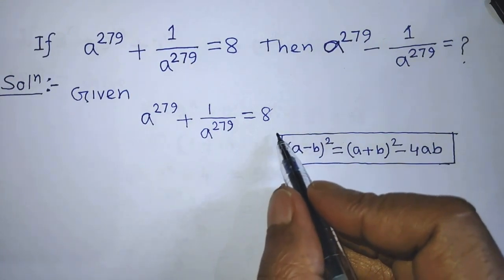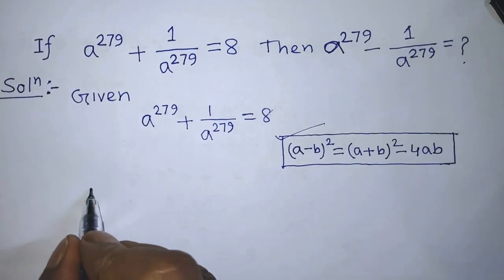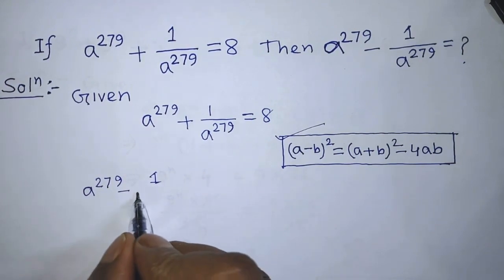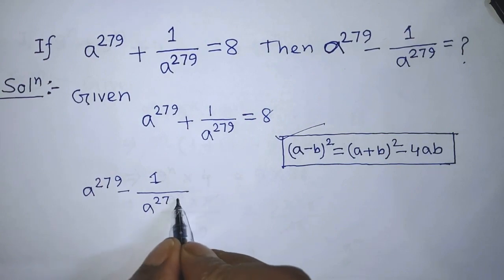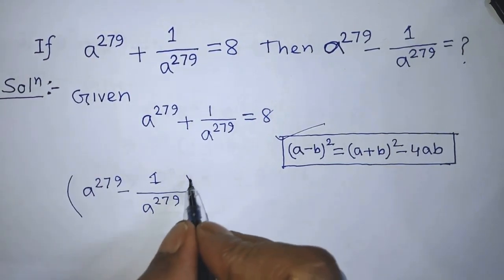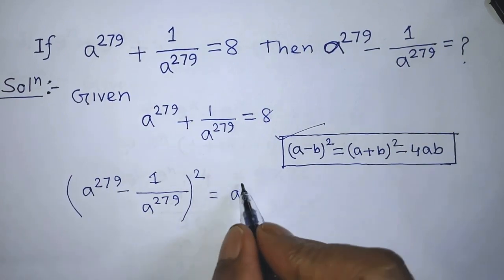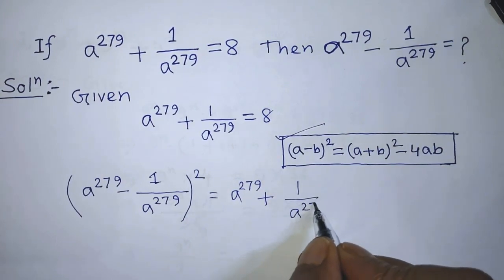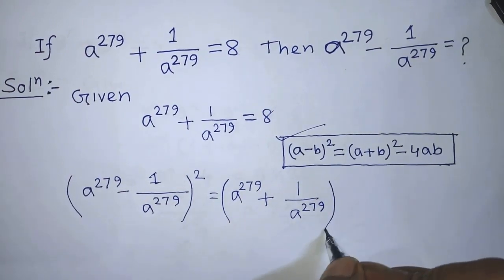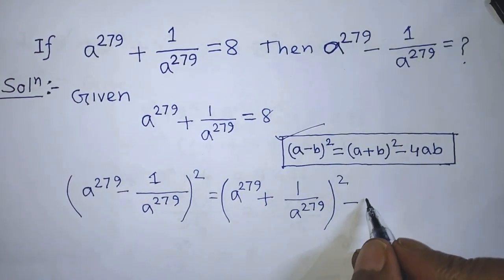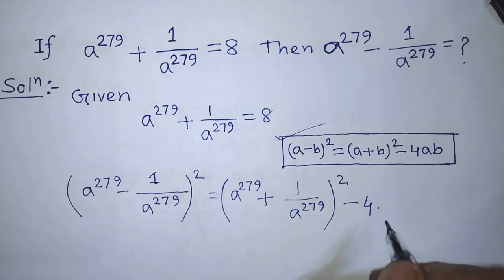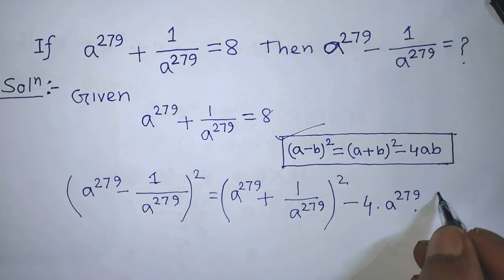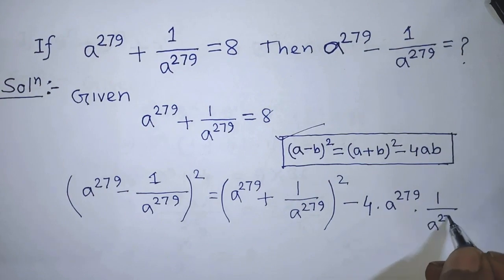So student, according to this formula, we can write in here a to the power 279 minus 1 over a to the power 279 whole to the power 2 is equal to a to the power 279 plus 1 over a to the power 279 whole to the power 2 minus 4 times, in the place of ab we have to write a to the power 279 times 1 over a to the power 279.